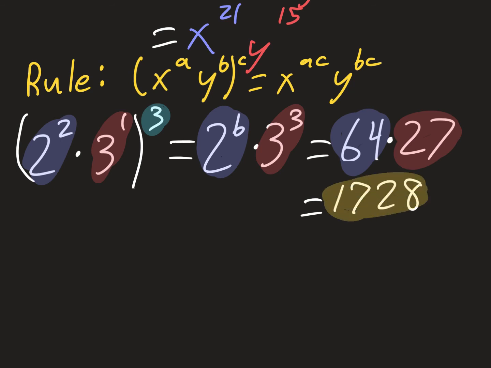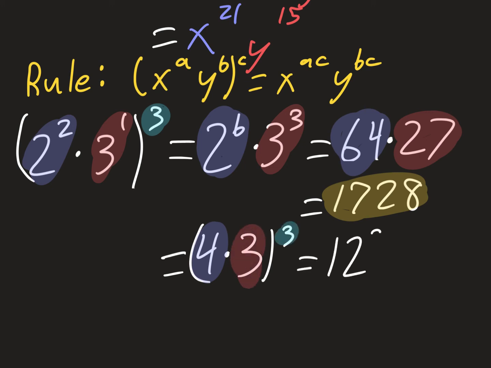If we were to do this the traditional way, then 2 raised to the second power would be 4 and 3 to the first power would be 3. 4 times 3 is 12 to the third power is 1,728. So this rule does check out.